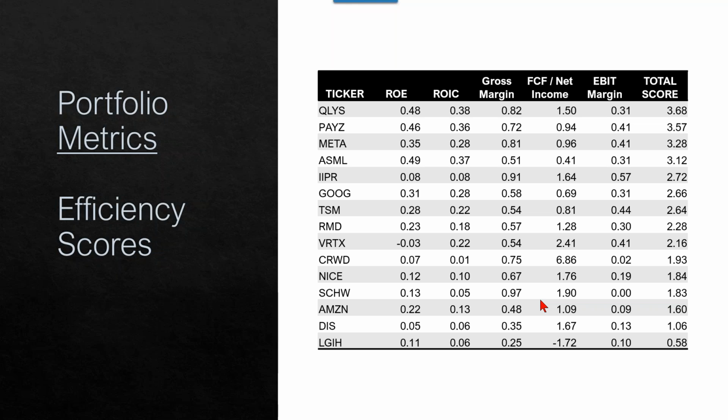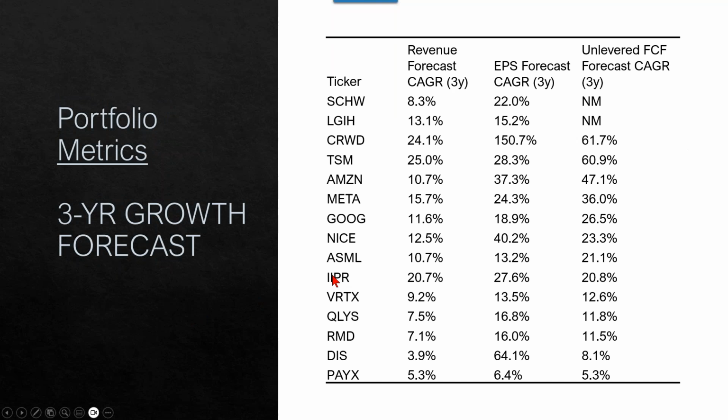But in terms of efficiency, return on equity is a common thing. Return on invested capital, gross margin, these are all sort of standard things. But that's as far as efficiency goes. If you look at the 3-year growth forecast, for free cash flow, they didn't have numbers for these two. I don't know why. Is it banking related? Yeah, well, Schwab is for sure. LGI Homes probably had negative free cash flow, I'm assuming.